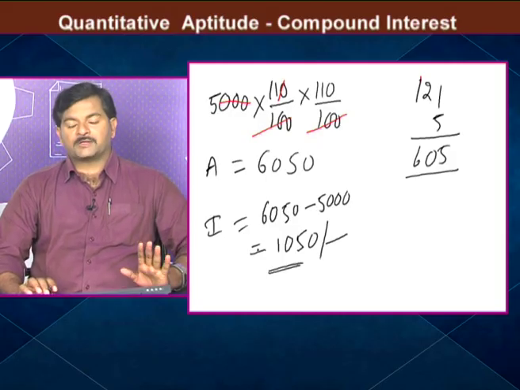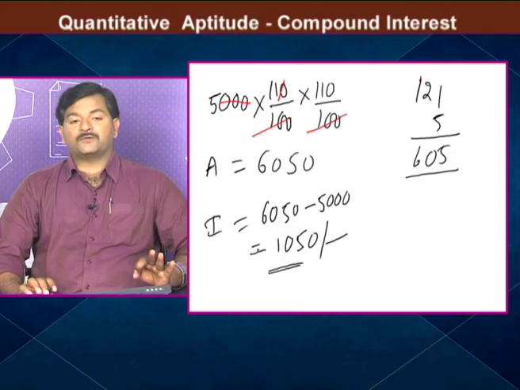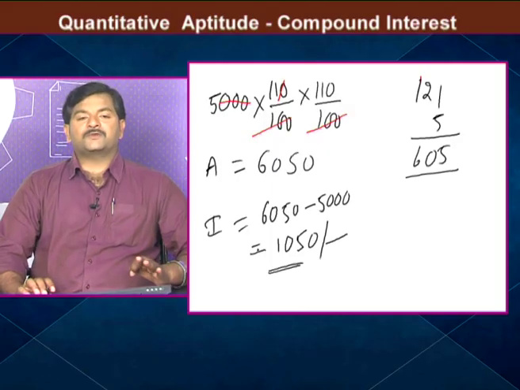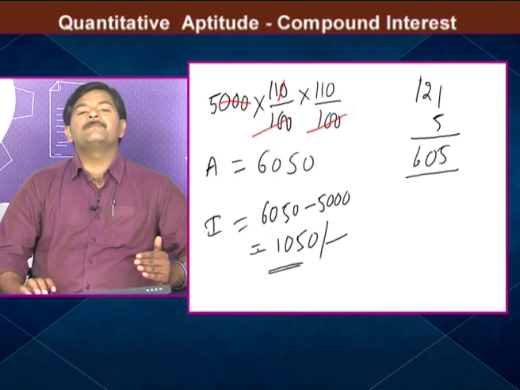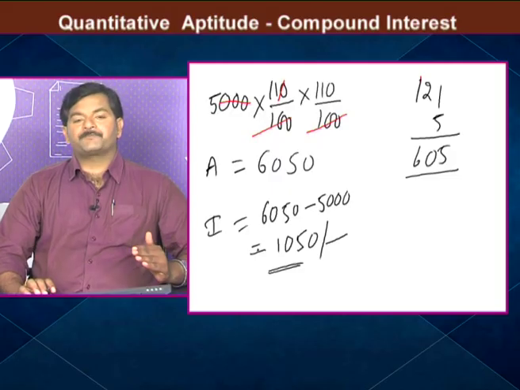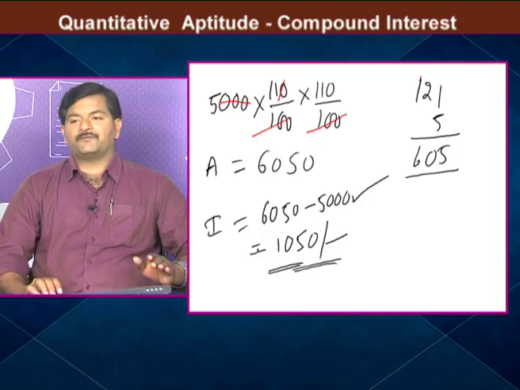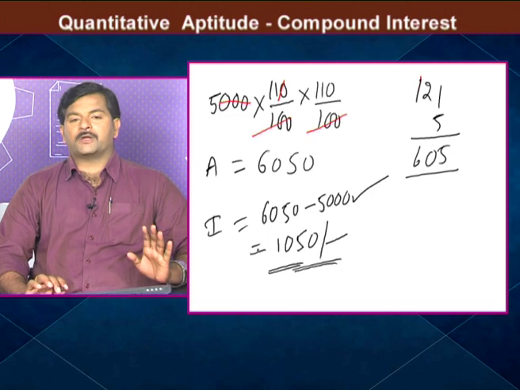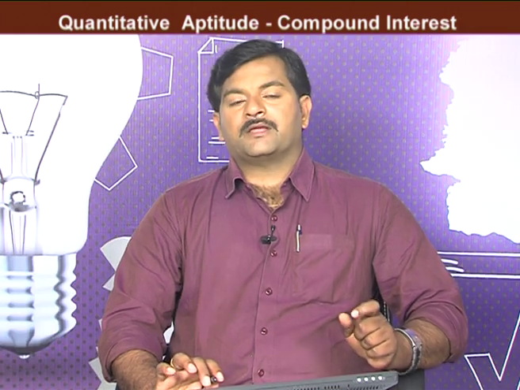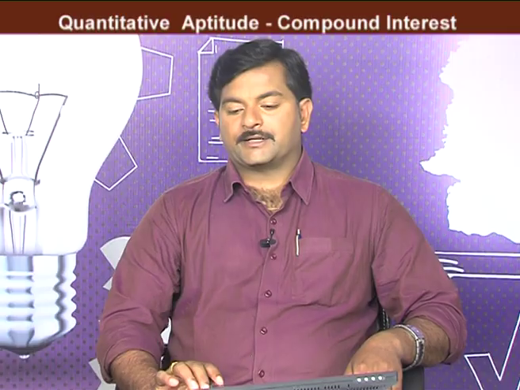Amount given, sorry, he asked to find interest. If you are asked to find interest, first of all we have to find out the amount. So what amount am I getting? 6050. After getting the amount, he asked to find out the interest. So my final answer is 1050 rupees. I hope you understood. In question number 1, he asked you to find out the amount, but in question number 2, he asked you to find out compound interest.